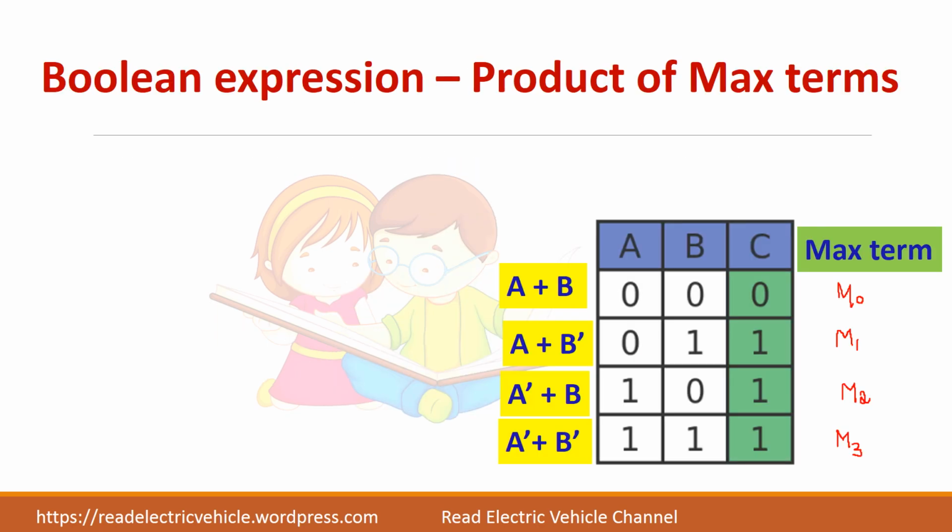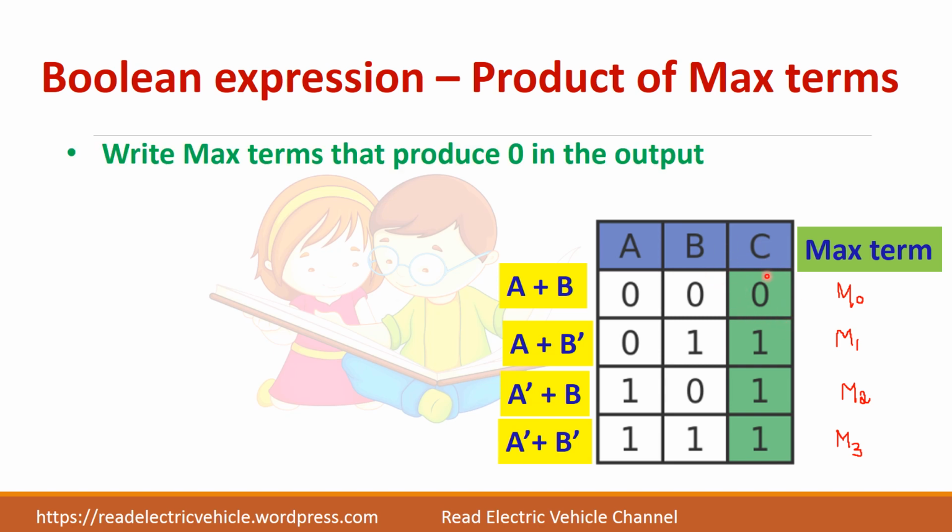Next, for the same OR gate, let us write the output in terms of max term. Earlier, for the OR gate output expression derivation, we wrote the output in terms of minterm, that is sum of minterm. Thus, there we found where the 1 is in the output. But if you want to write in terms of max term, you have to find where the 0 is in the output, or we have to first identify max terms that produce 0 in the output.